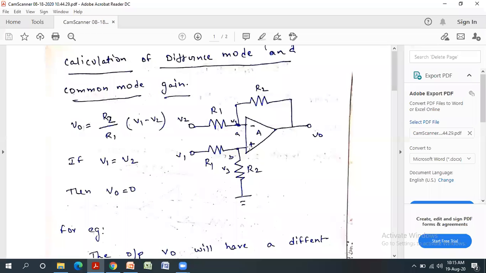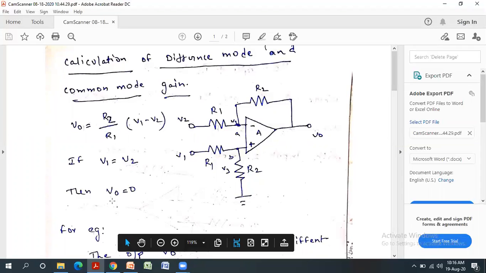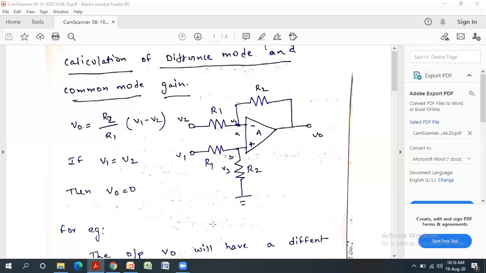Today at this point we will define what is common mode voltage signal, V suffix Cm, and next we will discuss common mode voltage gain, and next we will discuss differential mode voltage, V suffix D, and we will define differential mode voltage gain. What is the purpose of both of these things? Before going to common mode voltage gain, we will discuss common mode voltage signal.